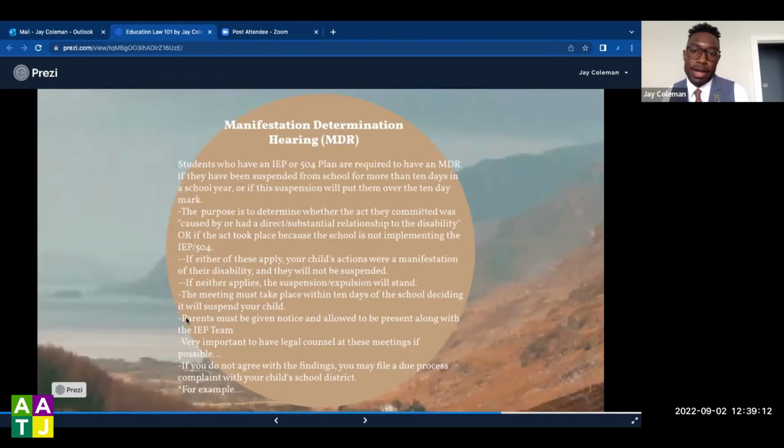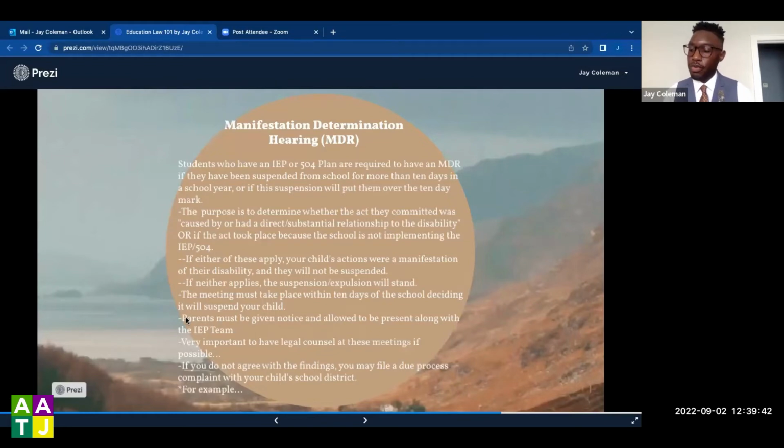So now we're going to talk about manifestation determination hearings or manifestation determination reviews. They're called the same thing, but the acronym is just MDR. So students, before I go into the slide, I want to say that it is very important, if your child has an MDR, that if you can, you have legal counsel there. Legal counsel is very important at this stage. Important the whole time, but very important at this stage.